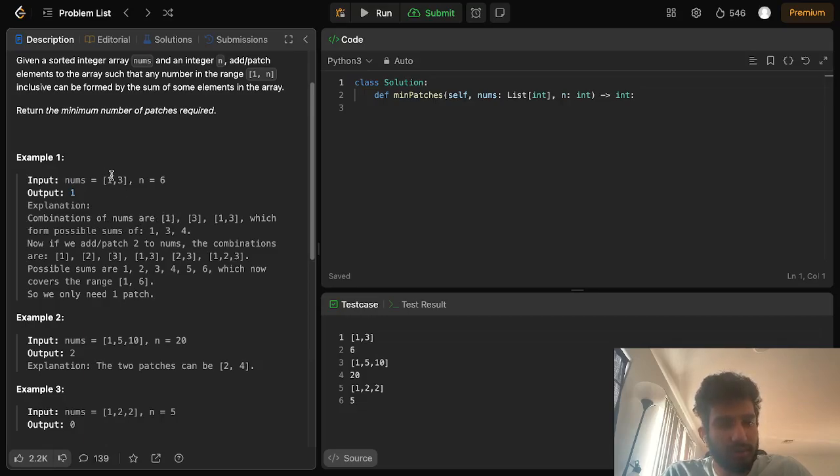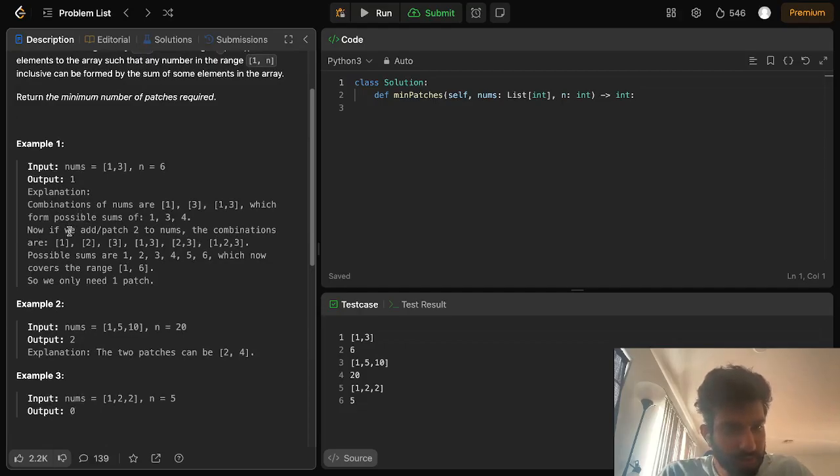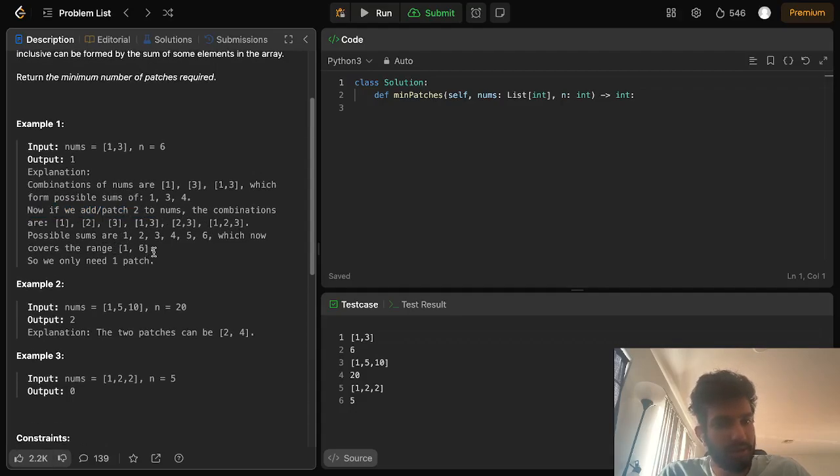If you just use one, it's one. You have three, and one plus three is four. So what's missing? Two is missing, three, four missing, five missing, and six missing. So basically, they add two, and since you have one, two, three, and one plus three, two plus three, and one plus two plus three, they have all the elements that they need.